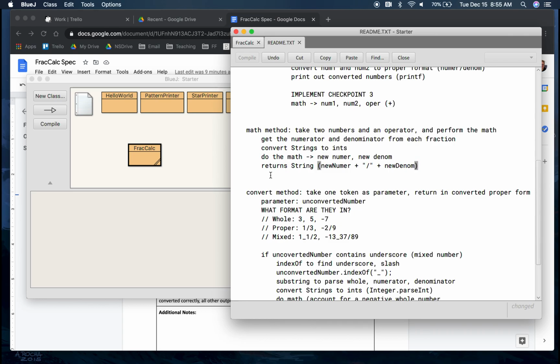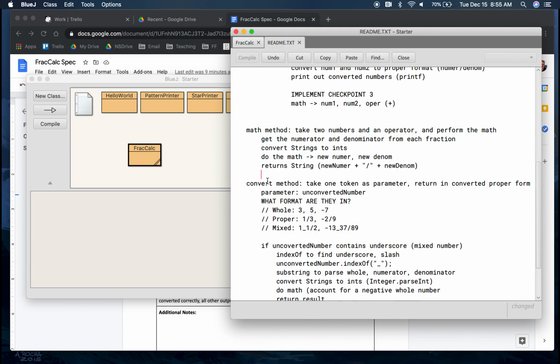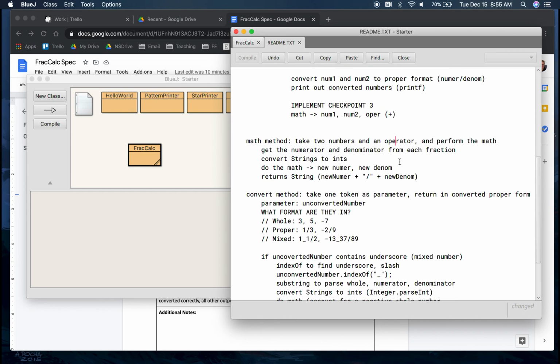At this point, we're not checking to see if it was addition. We are just assuming it was addition. And in the next checkpoint, we will care about asking what the operator is. So get the numerator and denominator of each fraction, convert your strings to ints, do the math, and then return that string back up here.